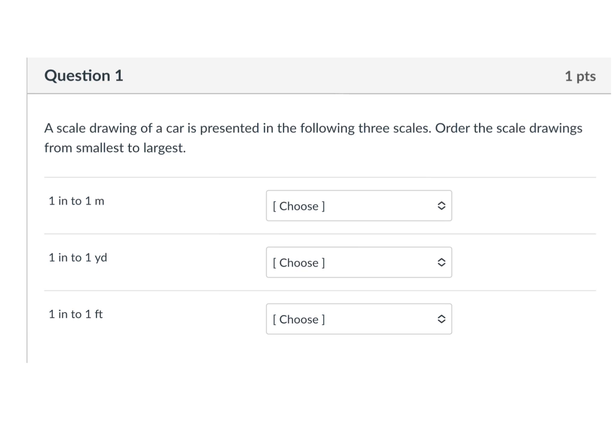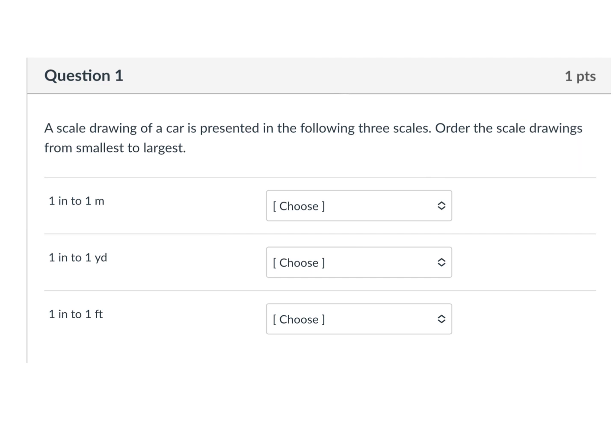All right, with number 1, it says a scale drawing of a car is presented in the following 3 scales. Order the drawings from smallest to largest. So remember, the bigger the scale, the smaller the drawing. So we need to know the biggest scale, that goes first because that's going to be the smallest drawing, then the middle scale, and then the smallest scale is going to be the biggest picture.